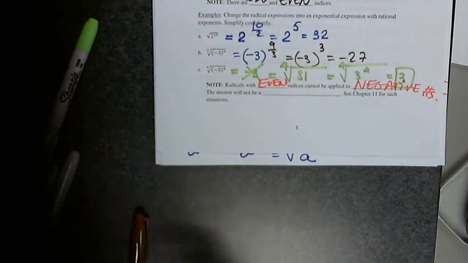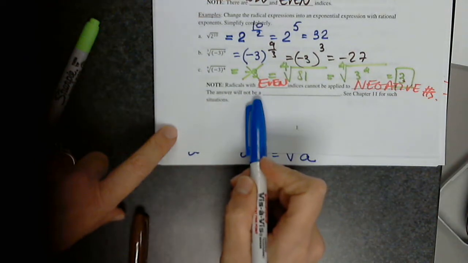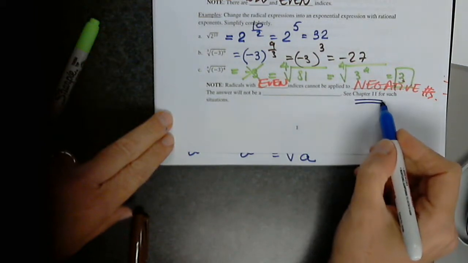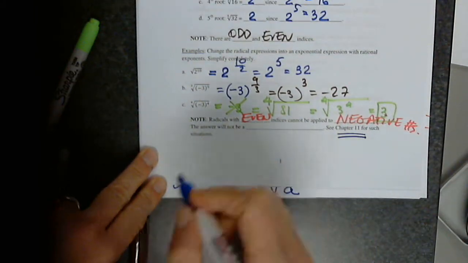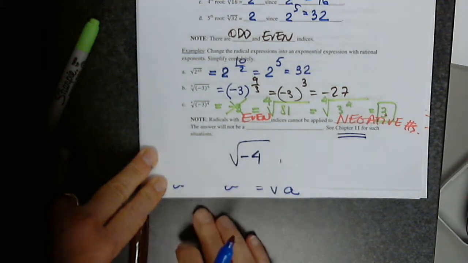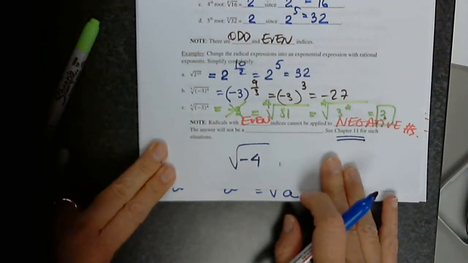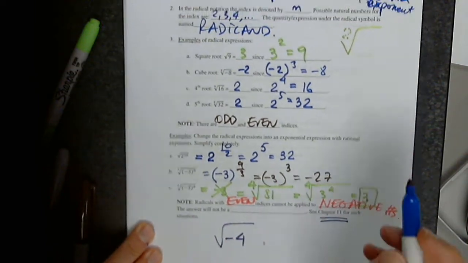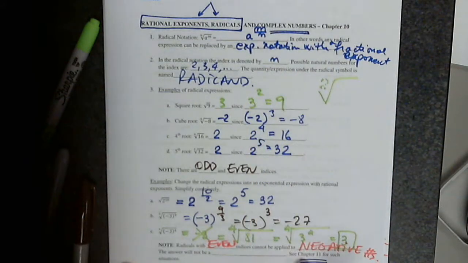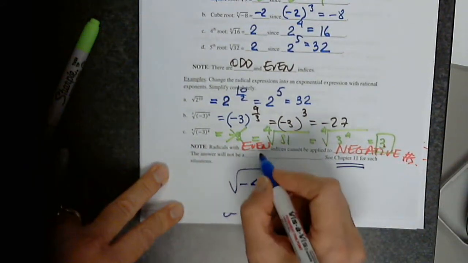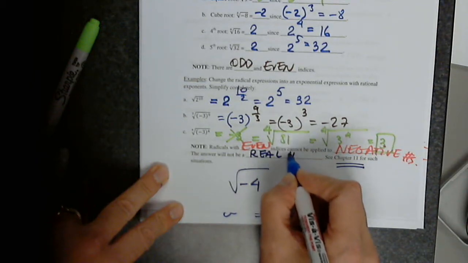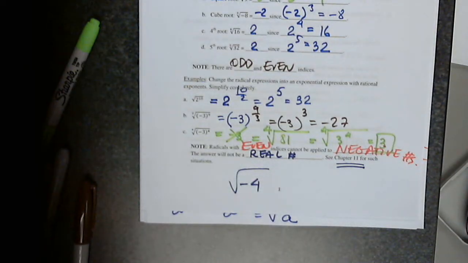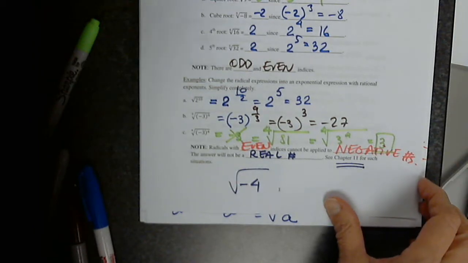That's the reason why. Okay, the answer will not be a real number. We don't know that yet. This is coming up in chapter 11. So if we want to take the square root from negative 4, the answer will not be a real number. It will be a complex number, but we'll find that out. See chapter 11 for situations when we take square roots from negative numbers.